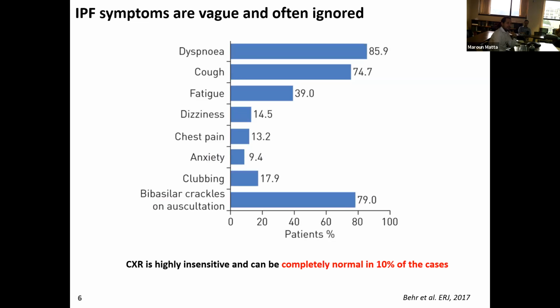And to make it even worse, the symptoms are often vague and not very clear. So people will have a cough, and it's usually elderly people, and it's people who have smoked. So they get labeled as having COPD or having heart failure or having something else.